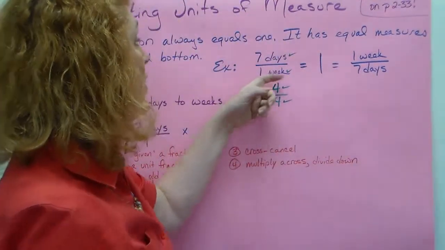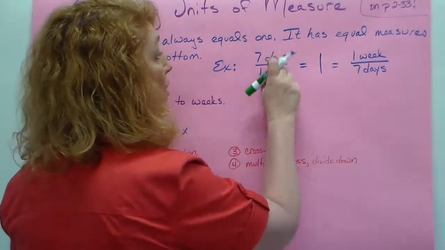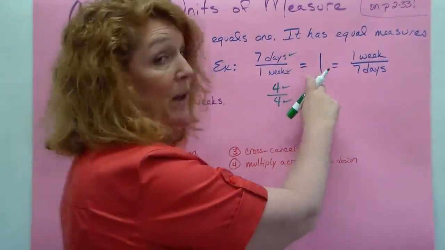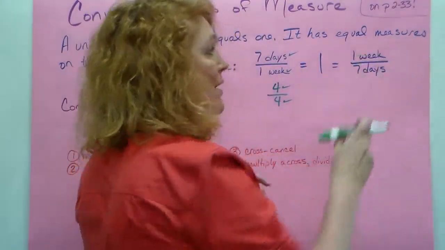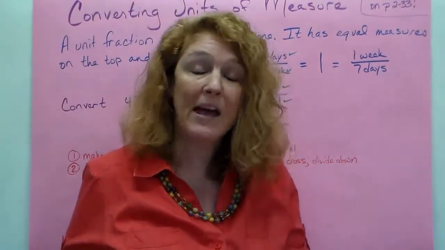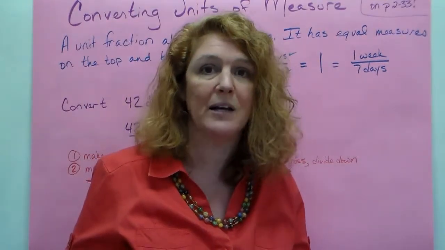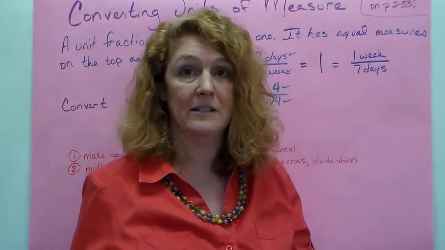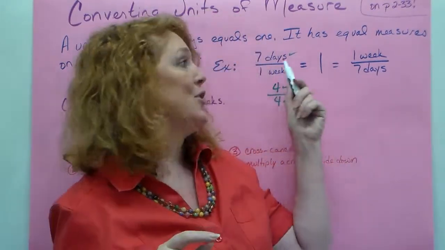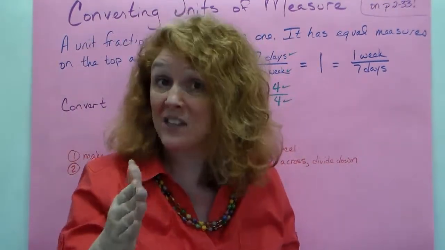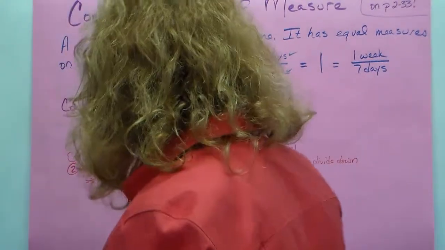7 days and 1 week are the same. So putting one over the other is the same as multiplying it by 1. The cool thing is you can flip them if you need to. Doesn't matter which one's on top and which one's on bottom when you're just looking at it. What matters is how you put them in the math problem, and that's what we're going to learn next.